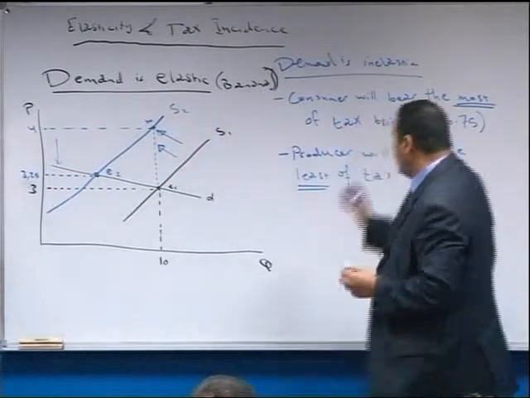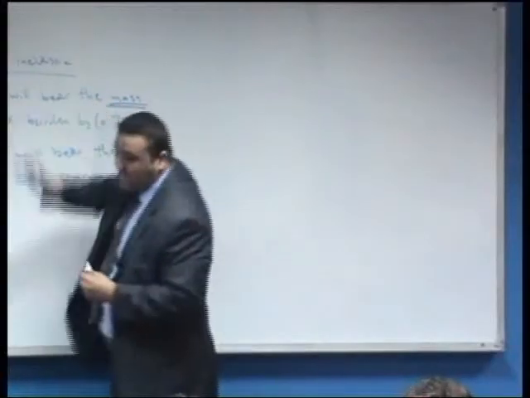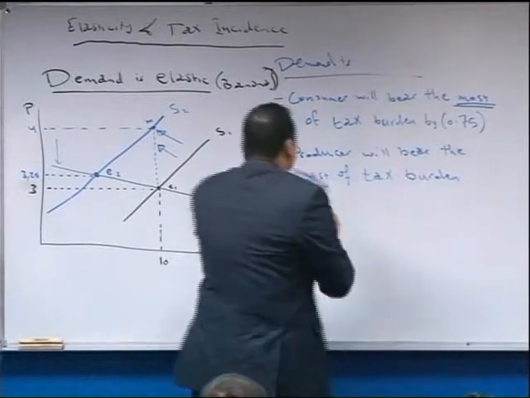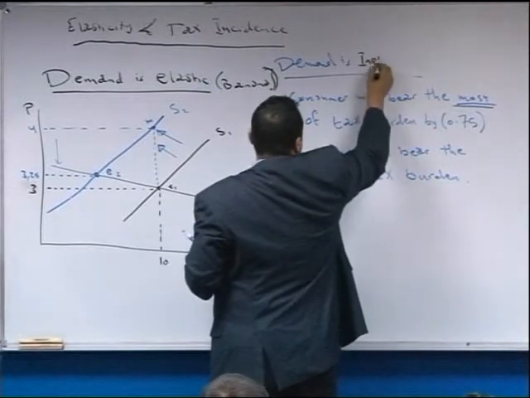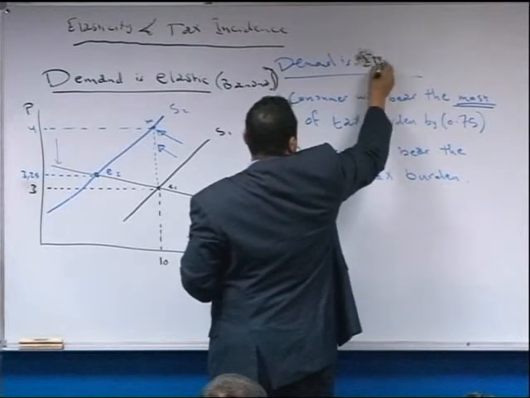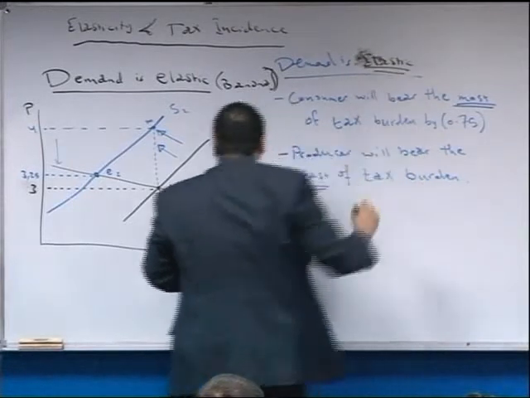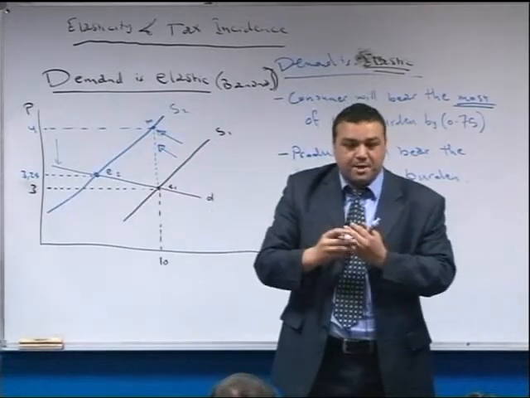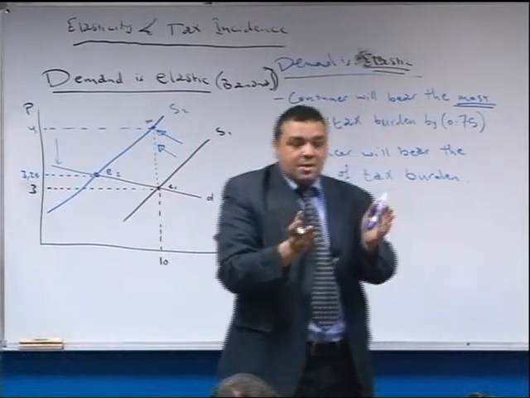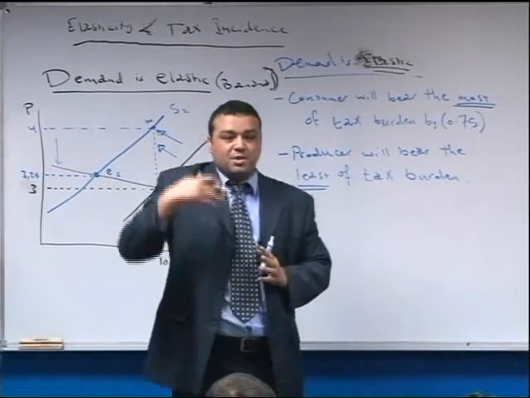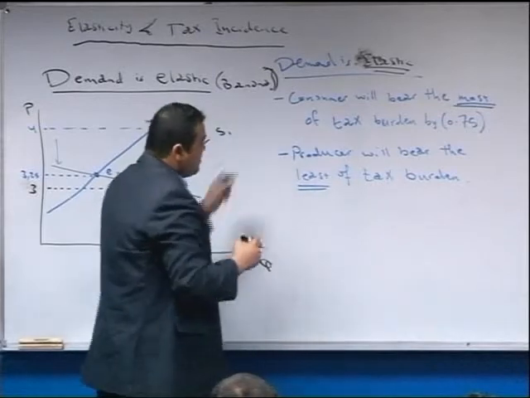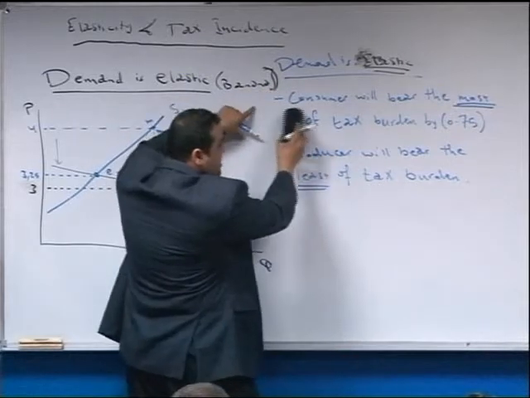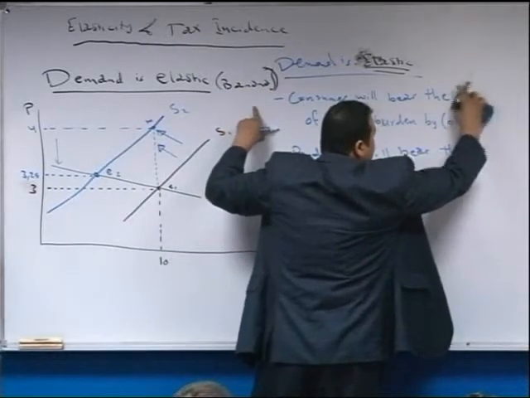So in this case, if demand is elastic, yes. The product has many alternatives. It's easy to give up it when the price increased. In this case, the producer will bear the most of the tax burden when the government imposed a tax. So in this case, the consumer will bear the least of the tax burden.